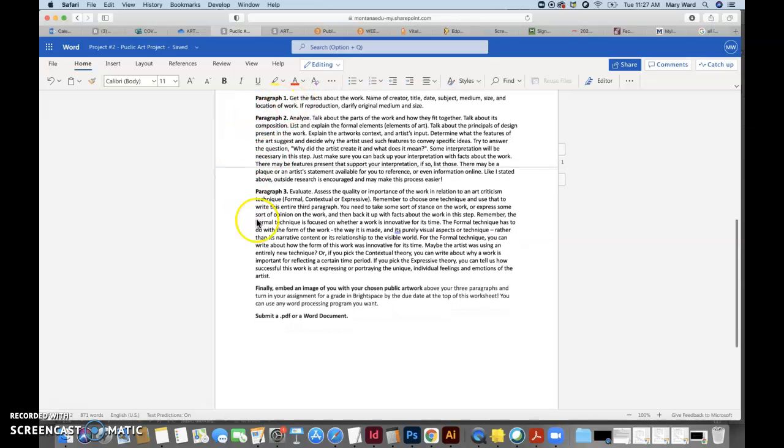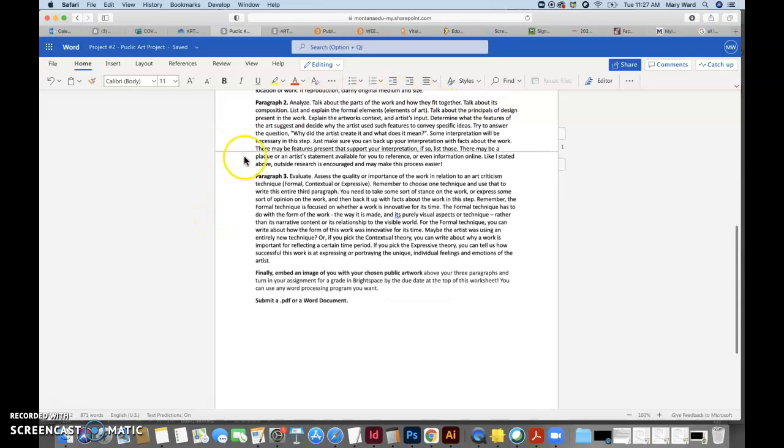It's basically evaluating art is what we're doing, but we're just doing it on a piece of public art. So get the facts. This is probably the easiest one: title, date, subject, medium, size, location, that kind of thing. Paragraph 2 is your analyzing paragraph. Talk about the parts of the work, how they fit together. Talk about the composition, list and explain the elements of art that are found in the work, the principles of design that are found in the work. Explain the artwork's context, the artist's input, determine the features of the art, and then decide what they mean and why the artist chose those features to convey ideas, and what ideas the artist is trying to convey.